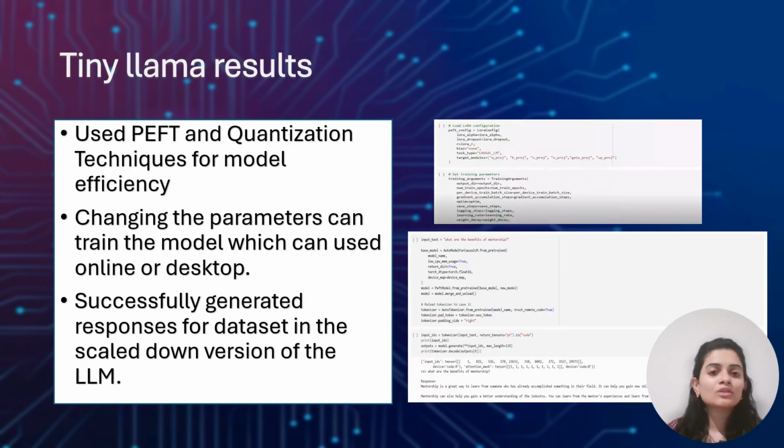Here we also use techniques for model efficiency, and by changing the parameters we can train the model, which can be used online or on desktop. This model also successfully generated responses on the dataset. Here is a sample screenshot of the code, with the input text, what are the benefits of mentorship, and the code was able to generate the response for mentorship.